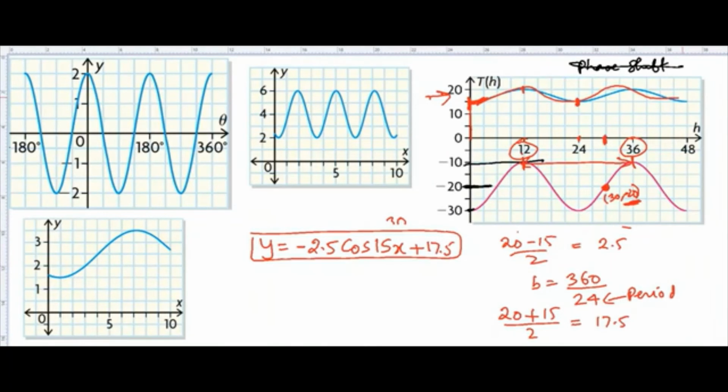And to verify, you can take a random point. Take this point, which is 36. When you put 36, you must get 20. Put 36 in place of this x. If you get 20 as y, that means your equation is correct. And I'm sure it is correct. Okay, you can try it, pause it and verify.